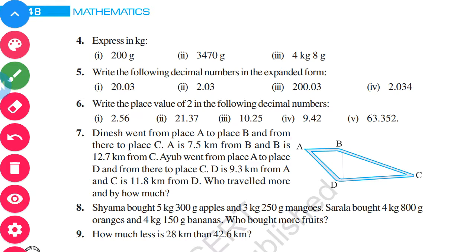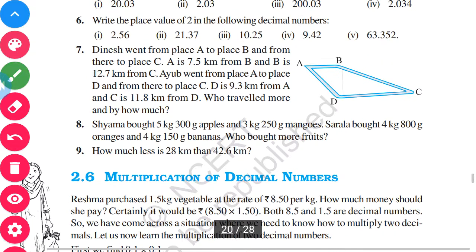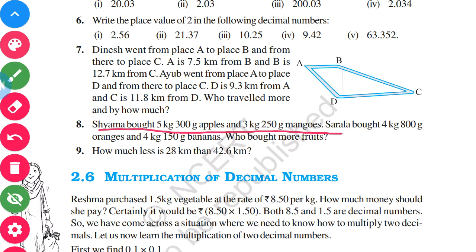So here if I just go with the next one, that is: Sham bought 5 kg 300 grams of apples and 3 kg 250 grams of mangoes. Sarla bought 4 kg 800 grams of oranges and 4 kg 150 grams of bananas. Who bought more fruits? Again the same thing. You're going to write a statement that Sham bought this much. Okay. And then Sarla got this much.